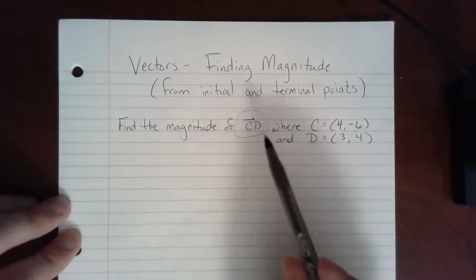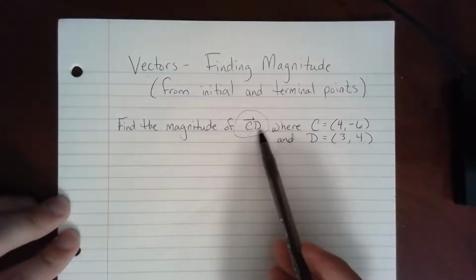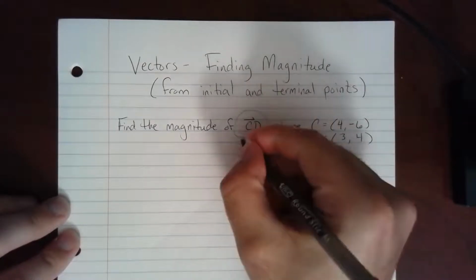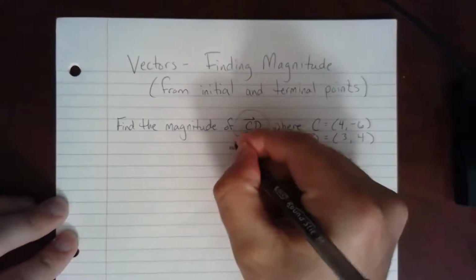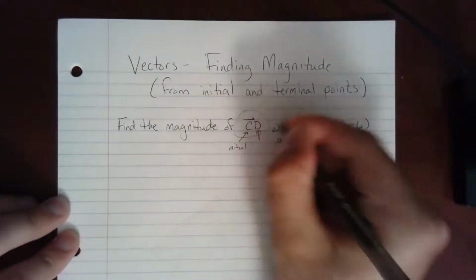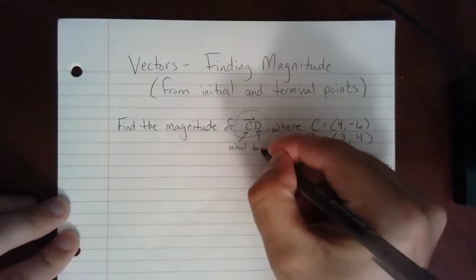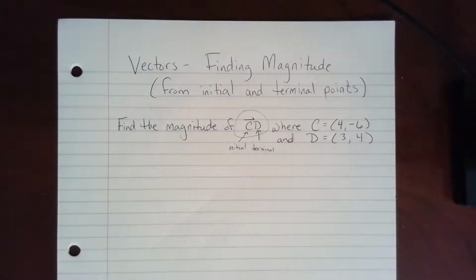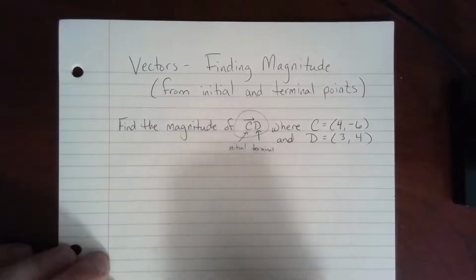But what they've done is they said C to D. They've listed it in the order that you want to work with it. So the first letter is always going to be your initial point. So C is going to be our initial point, and the second letter D will be our terminal point. And hopefully terminal, it sounds kind of like terminate, so it should kind of make sense. If you don't feel comfortable with the word terminal, if it feels weird, it just means where the thing terminates, where it ends.